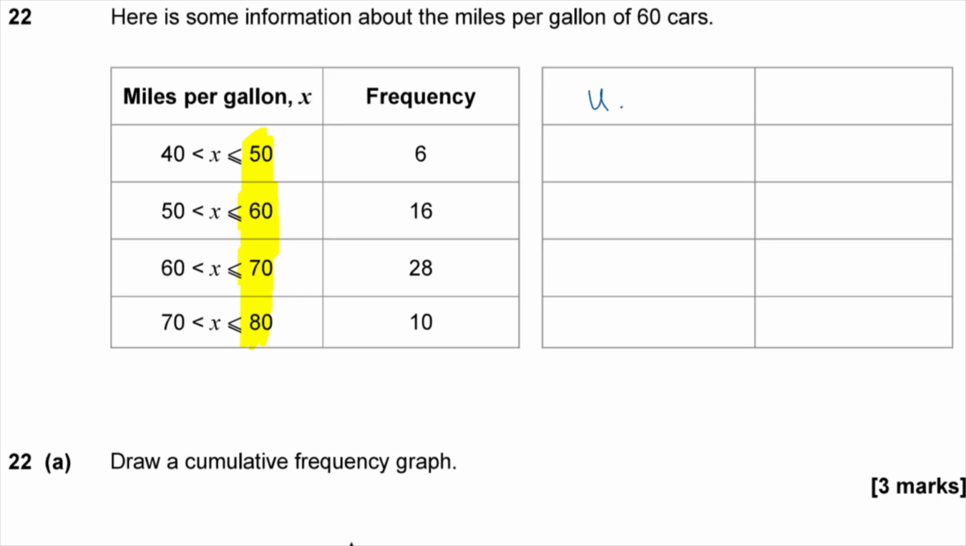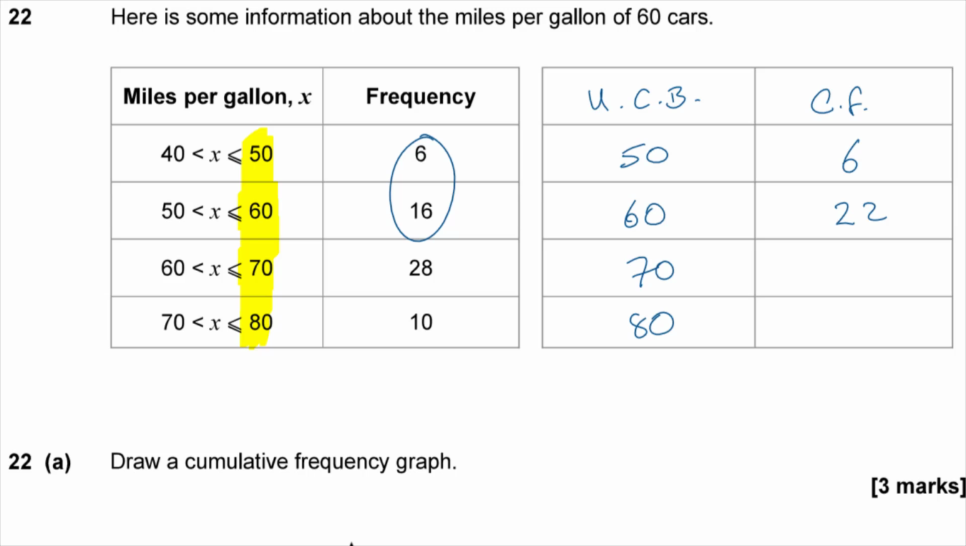So my upper class bound is going to be those values 50, 60, 70, and 80. And my cumulative frequency, well, my first cumulative frequency is the same as my frequency. My next one is going to be those two added together. 6 and 16 is going to give me 22.